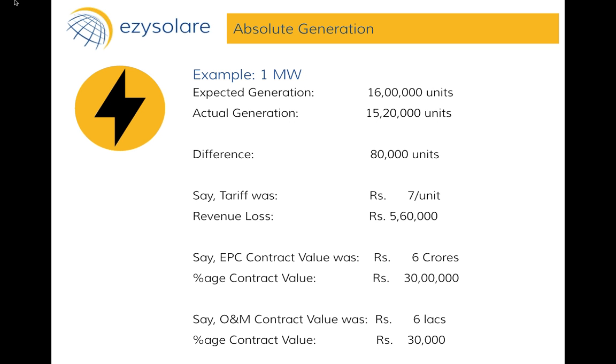But the O&M contractor wasn't really at fault either. So you just have to make do. At maximum, what you can do is increase the percentage of loss of contract value for every percentage decrease in generation. So this is about absolute generation.